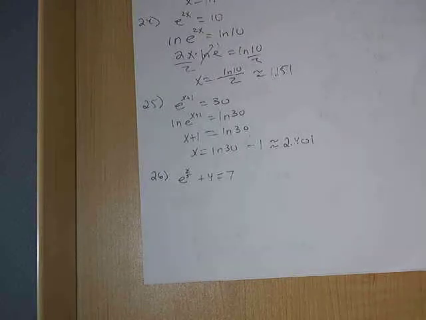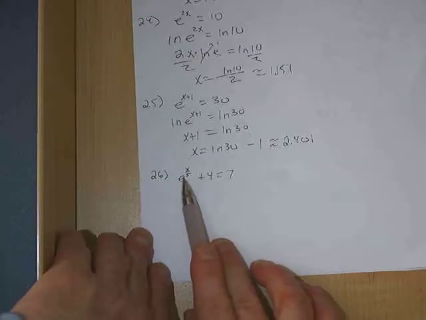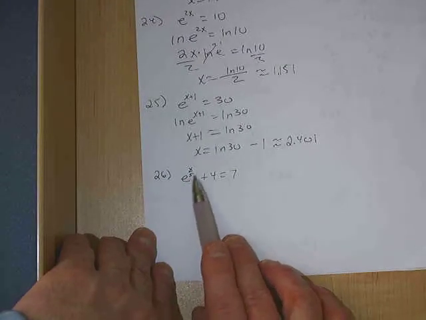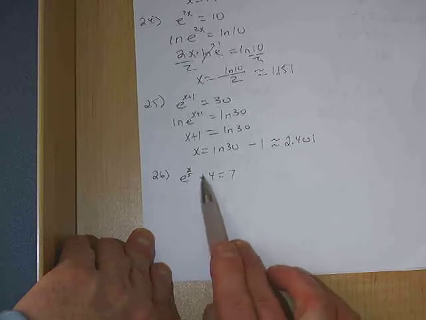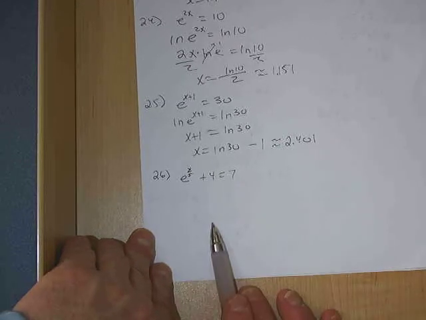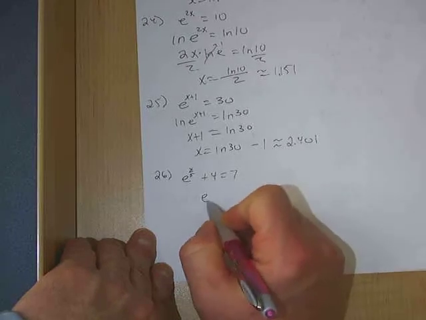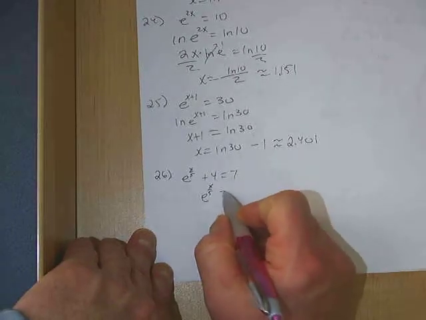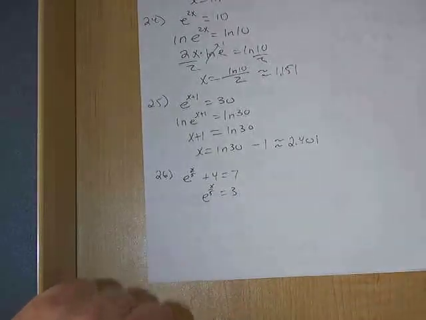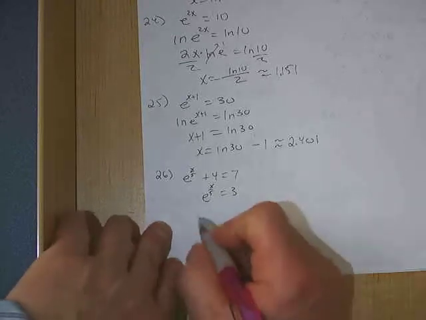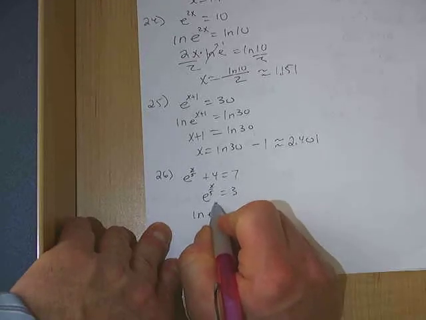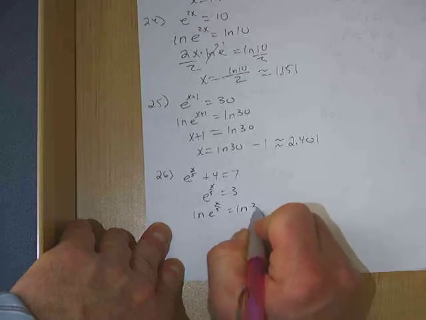26 says e to the x over 5 plus 4 equals 7. Before I can apply the natural log, I need to get this stuff by itself and everything else over here. In other words, subtract 4 from both sides, and I get e to the x over 5 equals 3. Now I can apply the natural log.